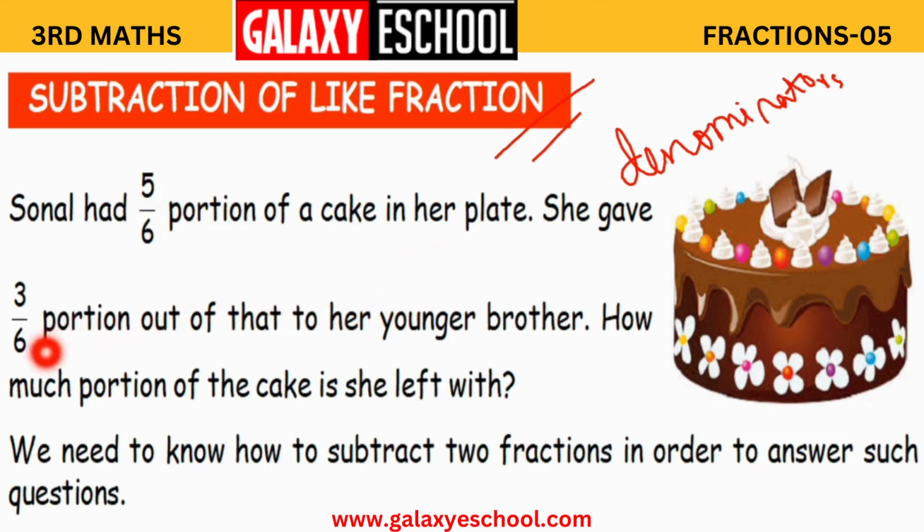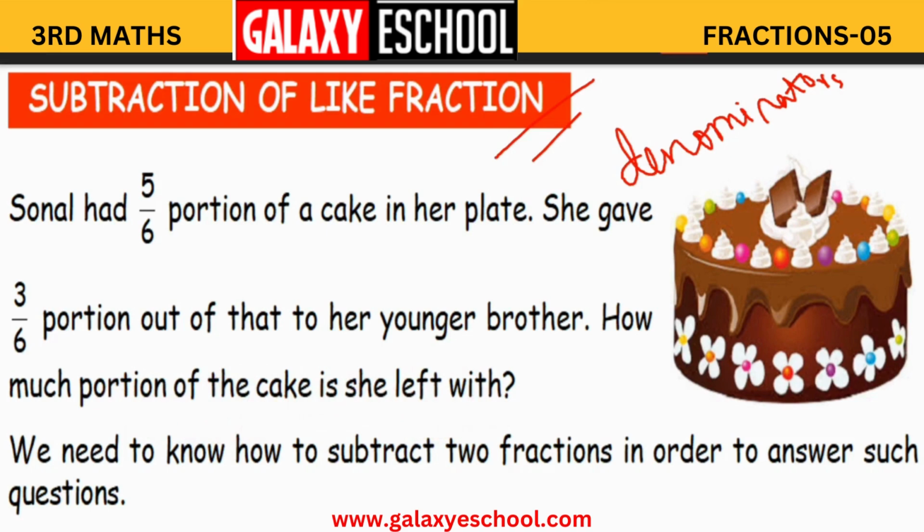Now next she gave 3 by 6 portion out of that to her younger brother. Now what should you do? She gave away 3 by 6 portion to her younger brother. Now what should we do? We should find out how much portion of the cake she is left with.